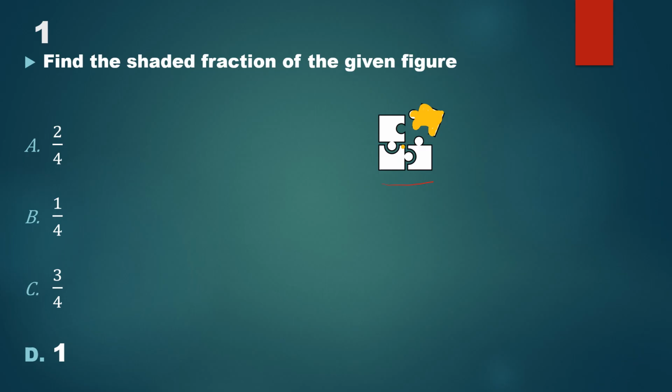Okay. So how many parts are shaded? Only one part is shaded. And how many equal parts are there? 1, 2, 3, 4. So 4 equal parts are there. Fraction will be equal to numerator by denominator. Denominator means how many total equal parts are given, which is 4. Numerator means the shaded or unshaded part. Here the question is asked about the shaded part. How many parts are shaded? 1. So your answer is 1 by 4. Let's see the options. B is your correct answer.